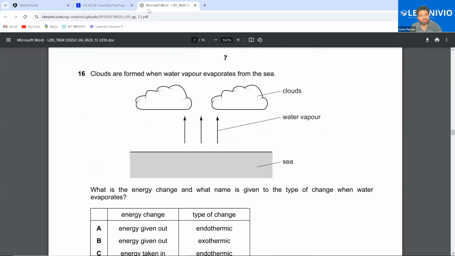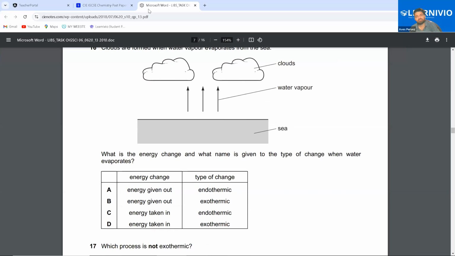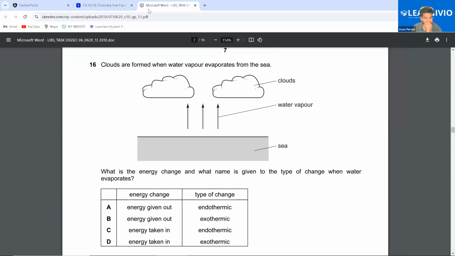What should be the answer for question number 16? Clouds are formed when water vapor evaporates from the sea. What energy change, and what name is given to this type of change, when water evaporates? Energy is given out, and the reaction is exothermic. No, it is an endothermic process.